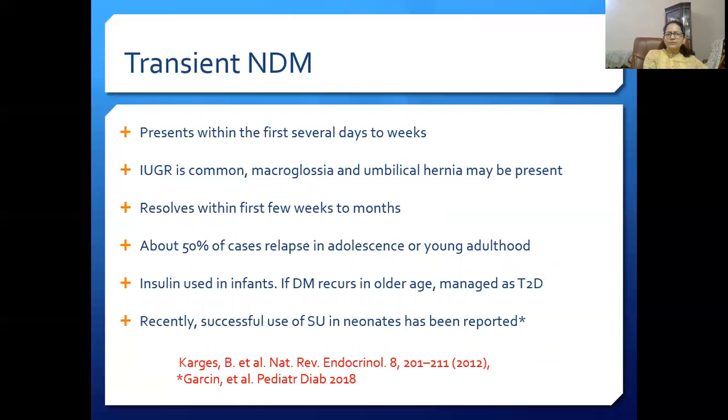So talking a little bit more about transient neonatal diabetes, it typically presents within the first few days to weeks. And intrauterine growth restriction is common. Macroglossia and umbilical hernia may be present in a few babies, and it resolves within few weeks to months. About 50% cases relapse in adolescence or young adulthood. Insulin is typically used in infants, but when diabetes recurs in older age in adolescence or adulthood, then it is managed as type 2 diabetes with sulfonylureas. And recently, there has been a case report in which successful use of sulfonylurea has been mentioned in babies with transient neonatal diabetes as well.